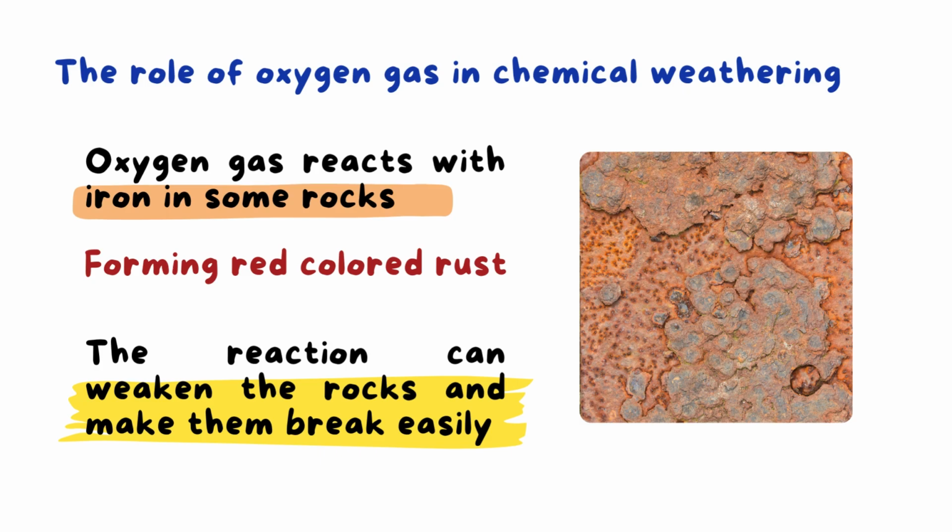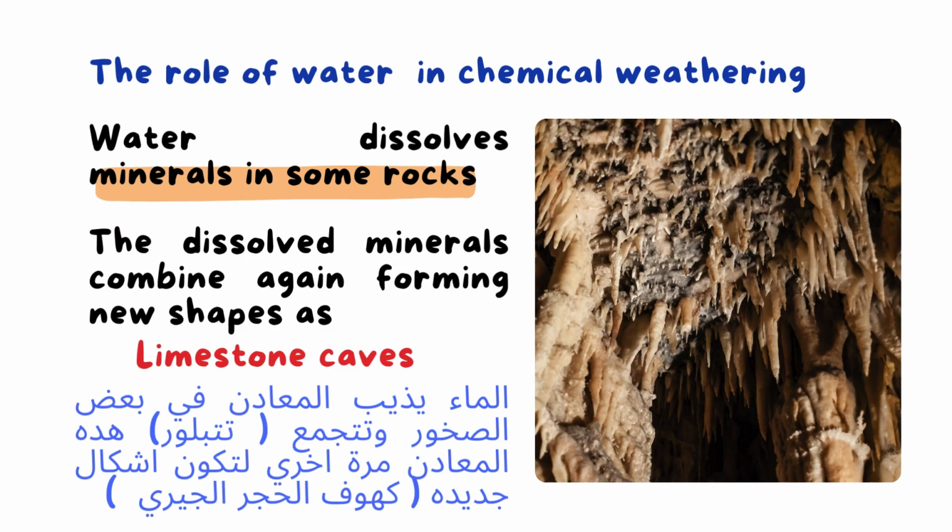And this reaction forms a red-colored rust. This is the new substance, okay? Red-colored rust, and the reaction can weaken the rocks and make them break easily. So here, this red-colored rust came from what? Yes, the reaction between oxygen and the iron in some rocks. And this rust weakens the rocks and makes them break easily. This is the first one.